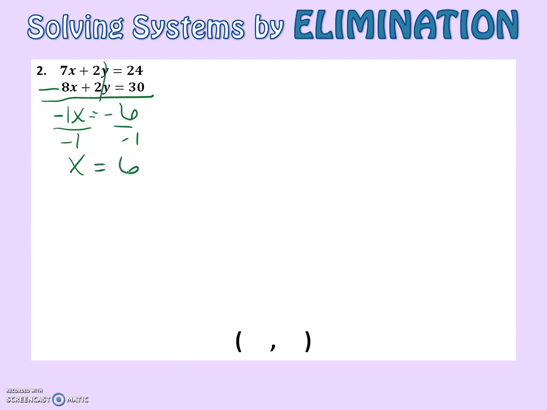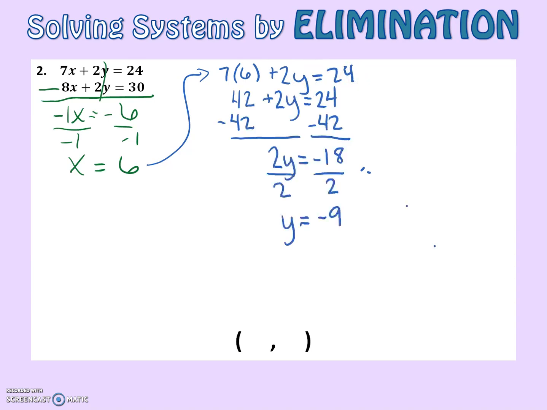And then you go ahead and plug that into either one of these two equations. I'll use the first one. And then go ahead and plug in and solve. So I've got 7 times 6 instead of 7x, plus 2y equals 24. And then you can just go ahead and solve. Okay, and you should have gotten an answer of y equals negative 9 once you did all the math in between. You can check your work against mine. Alright, so our final answer should be 6, negative 9.